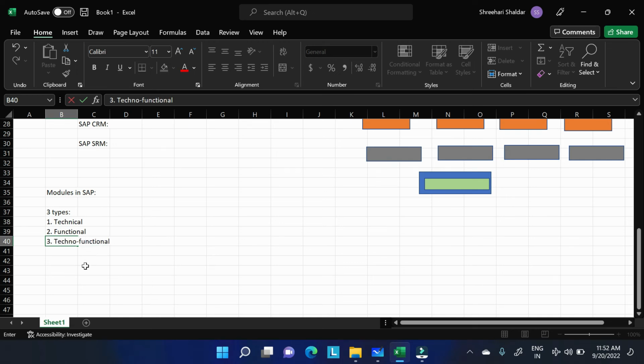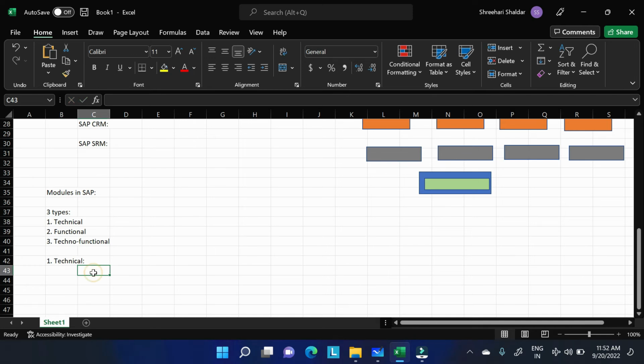So these are the three types of modules which are available in SAP. First thing, if you are considering the technical modules, which require a little bit of programming skills. While doing certain processes in SAP, you may go through certain errors. The root cause of the error can be taken care of by the ABAPers or the basis team. What does ABAP refer to?